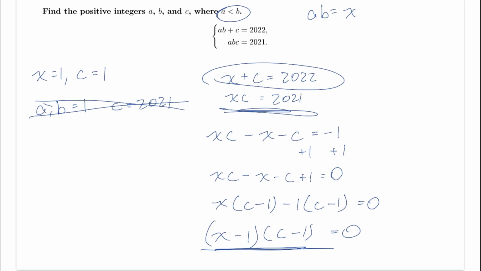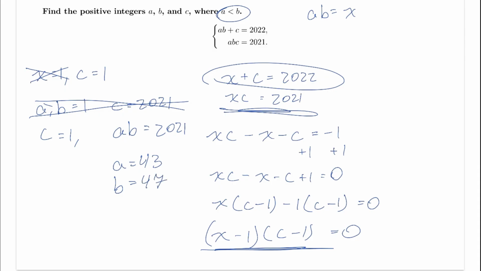Now our next solution, and since this is the only one for which x equals 1, we don't need that. So when c equals 1, then that means ab, or a times b, equals 2021. And the only way that this happens, where a is still less than b, is if a equals 43 and b equals 47.